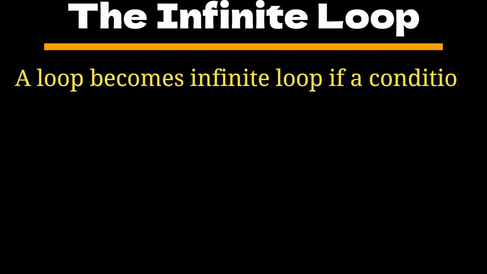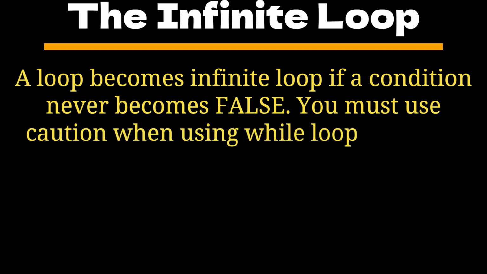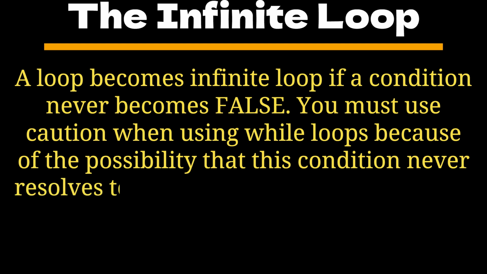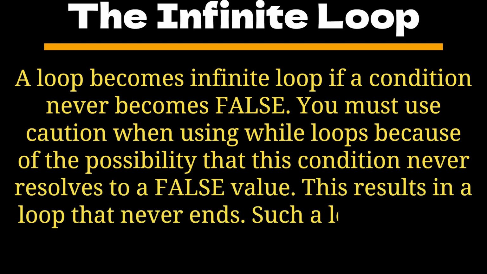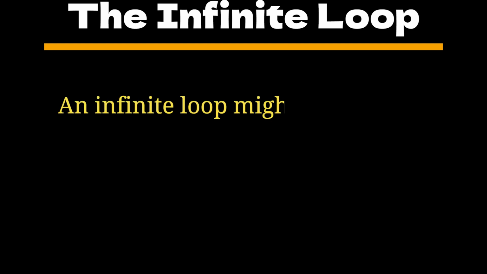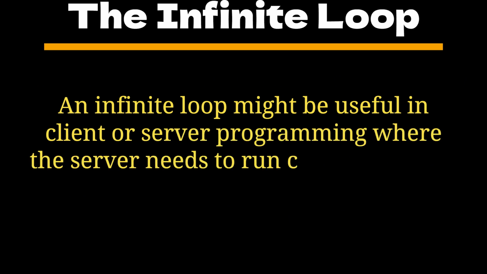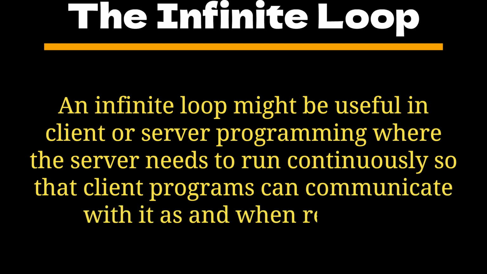The infinite loop. A loop becomes an infinite loop if a condition never becomes false. You must use caution when using while loops because of the possibility that this condition never resolves to a false value. This results in a loop that never ends. Such a loop is called an infinite loop. An infinite loop might be useful in client or server programming where the server needs to run continuously so that client programs can communicate with it as and when required.